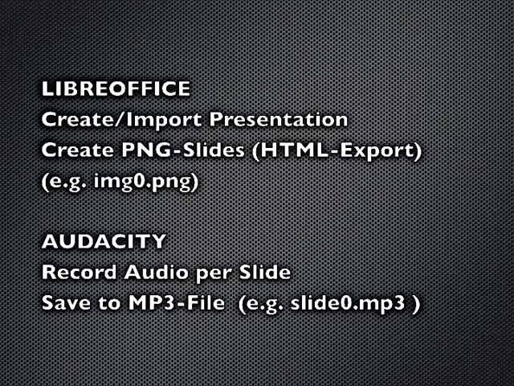Per slide you will create an MP3 file as an audio comment and store the comment per slide in an MP3 file with the name slide 0.mp3, slide 1.mp3 and so on. These slides and these images will be used to create a video on a Windows system, and then you have to start the Movie Maker on Windows, which is freely available on any Windows system.